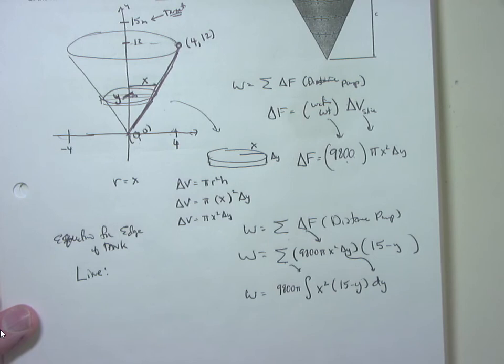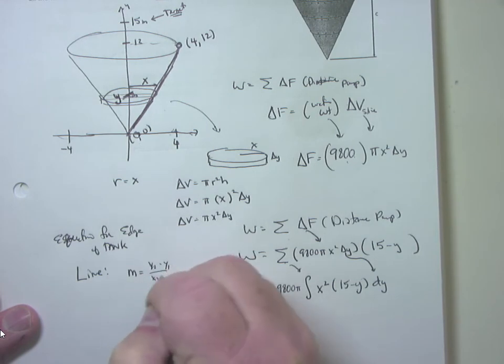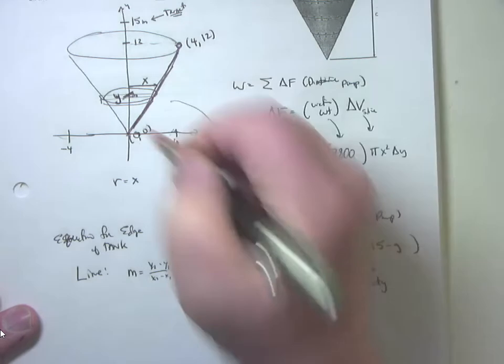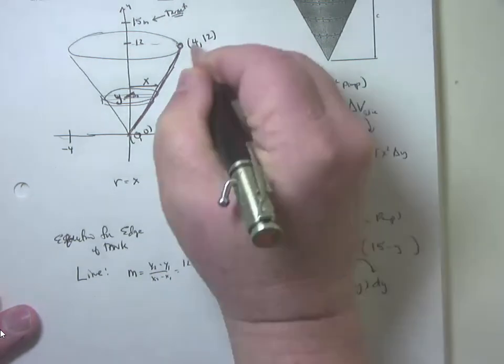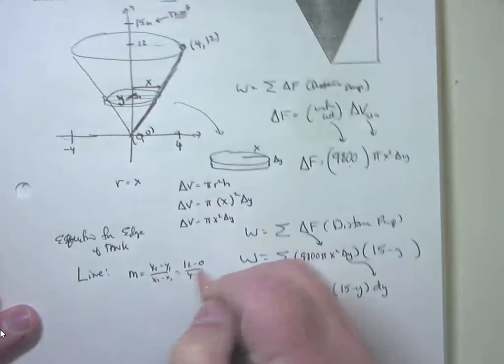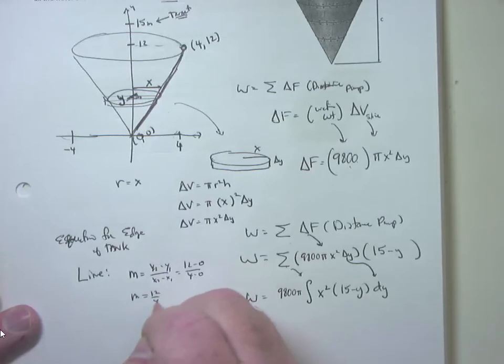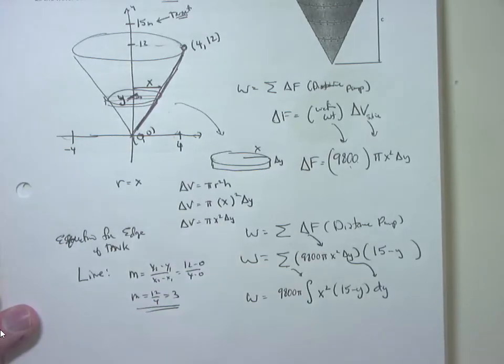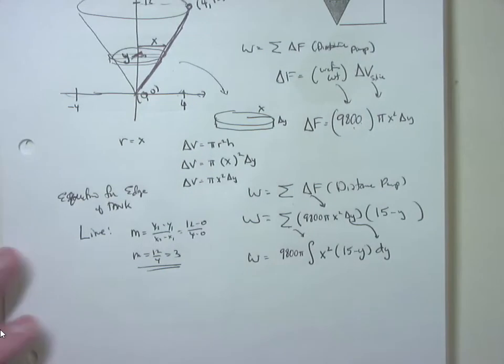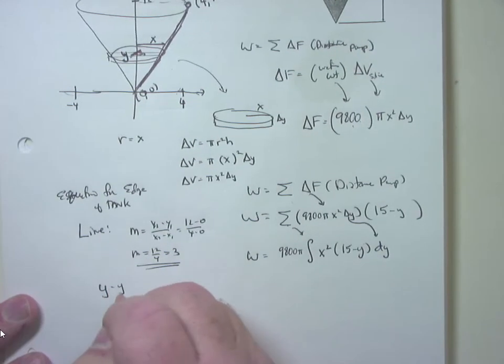Classic point-slope formula. I need the slope. The slope is the change in y over the change in x. So that'll be 12 minus 0 divided by 4 minus 0. So my slope is equal to 12 over 4, which equals 3. Now I need the equation of a line, so I'm going to use the point-slope formula: y minus y1 equals m times x minus x1.